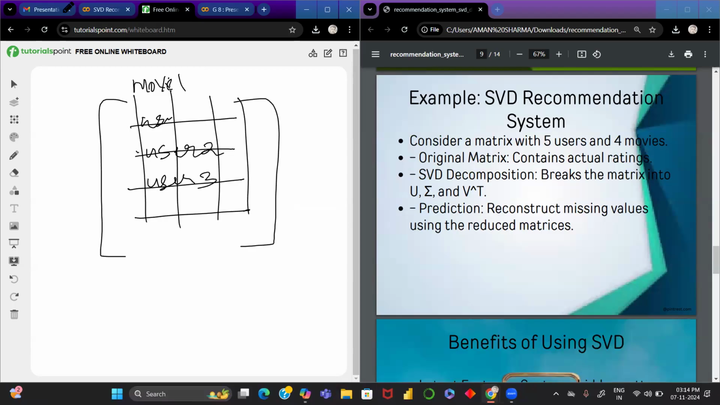Can somebody name a movie? Any movie? So this would be Spider-Man 1. This would be Big Hero 6. So this could be any type of movie. And the ratings given by the user would be there. This could be any movie, and the corresponding ratings would be there.